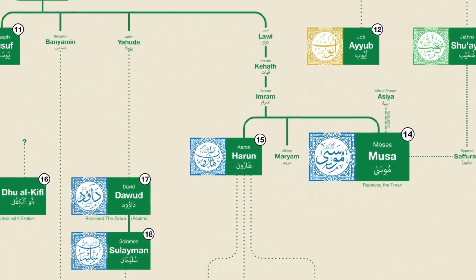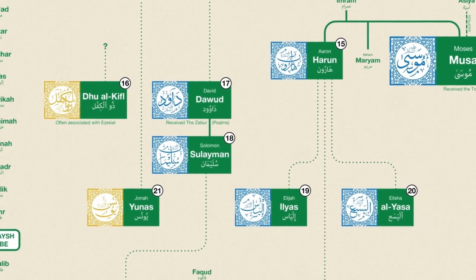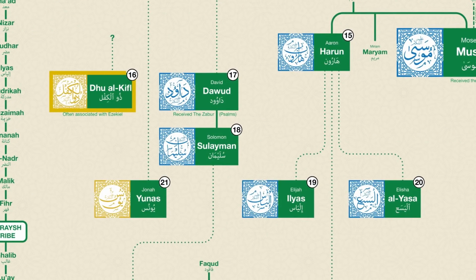Next, we come to the most mysterious of the 25 prophets, Dhu Kifl. In fact, some Muslim scholars do not consider this person to have been a prophet at all. He is only mentioned in the Quran twice, and there is no agreement on which Bible character, if any, he might correspond with. The leading theory is that he is the same person as the biblical prophet Ezekiel, but again, this is debated. The only thing we really know about him is that he preached in Babylon and that his name means owner of the double.